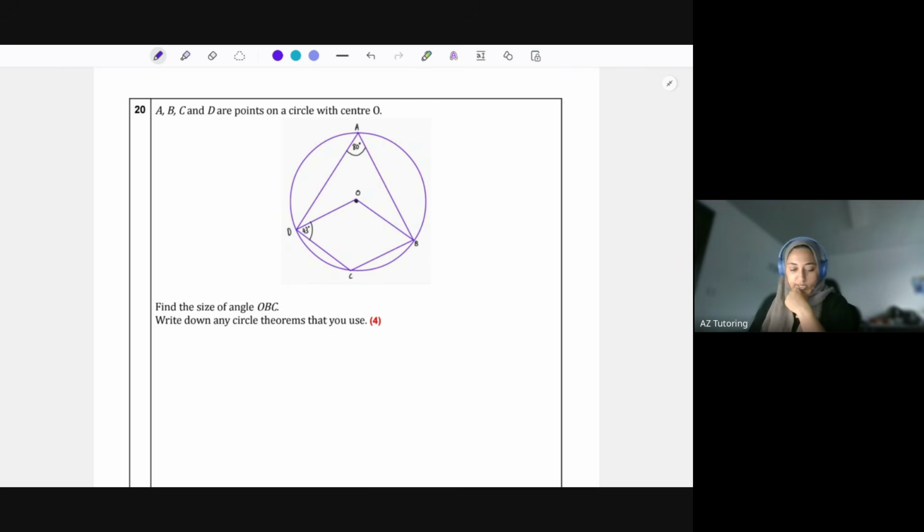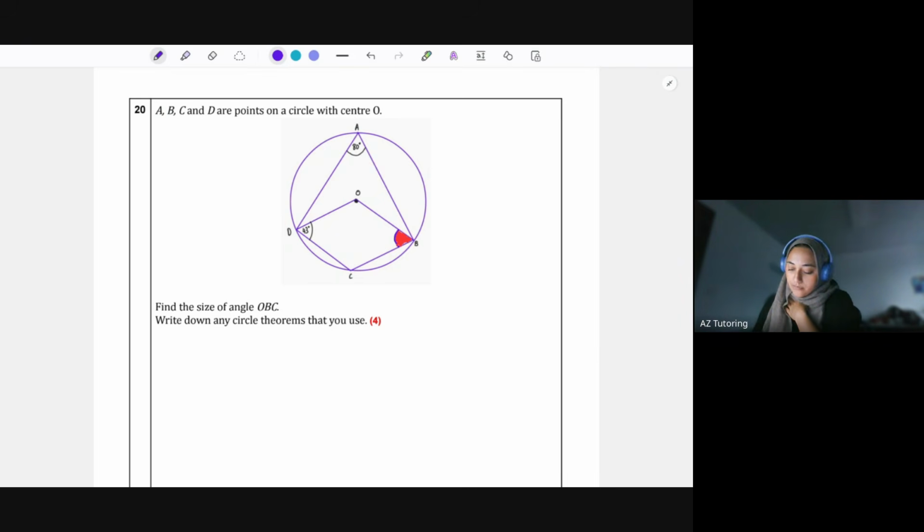Okay, so find the size of angle OBC. So which one's OBC? OBC is this one here. I'm just going to highlight it red. This is what we're trying to find here. Okay, that's OBC. Write down any circle theorems that you use and it's 4 marks.